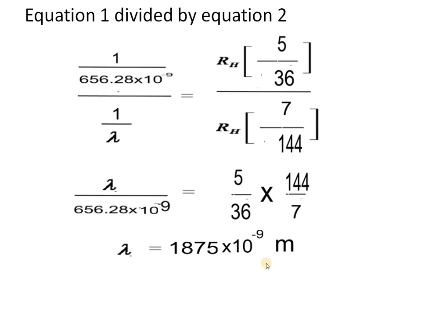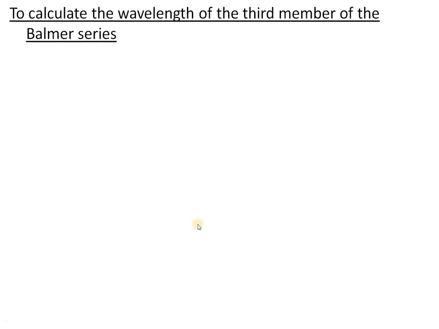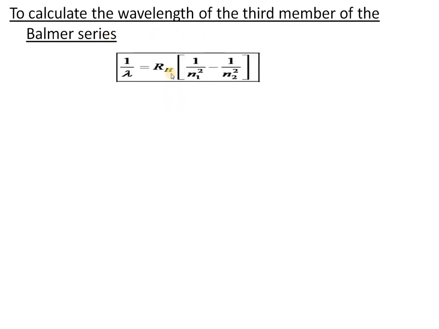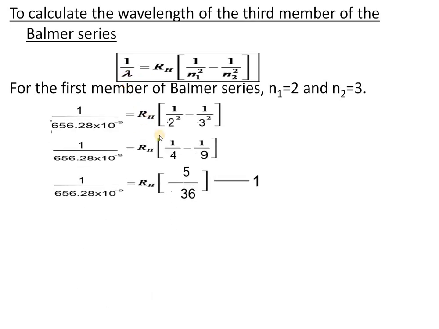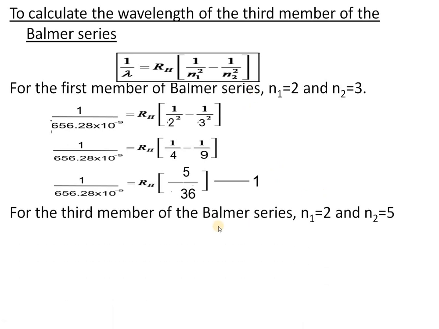Now there is one more part here. The next part is we need to calculate the wavelength of the third member of the Balmer series. Very easily we can calculate. This is a standard formula. For the first member, it is given n1 is equal to 2, n2 is equal to 3. Lambda is given. So if we substitute, we will end up with equation 1, the same equation 1. But for the third member of the Balmer series, n1 is equal to 2 and n2 is equal to 5.